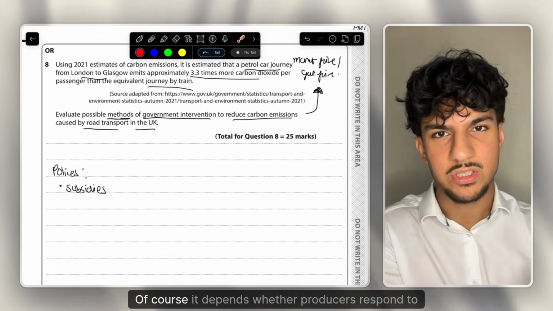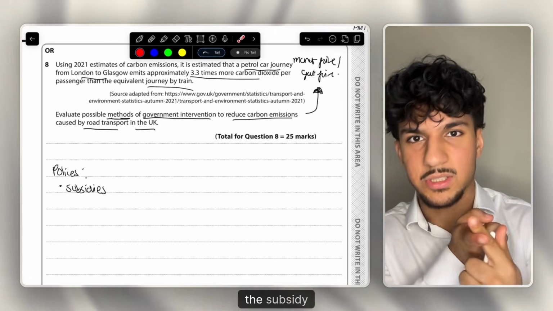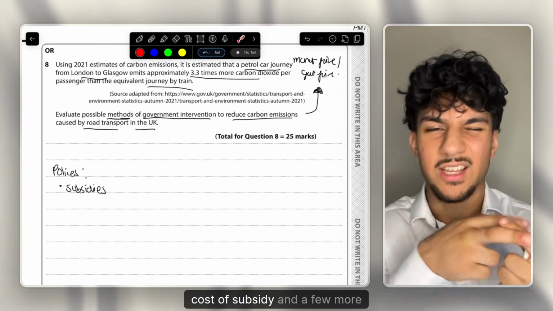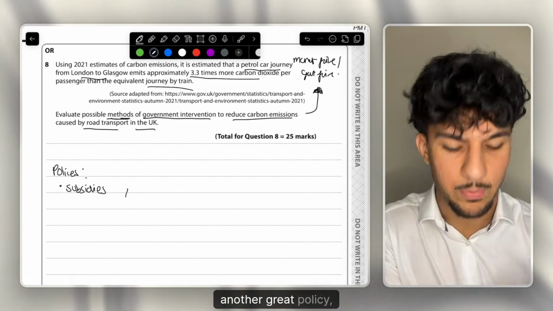And evaluation, of course, depends on whether producers respond to the subsidy, the opportunity cost of the subsidy, and a few more.